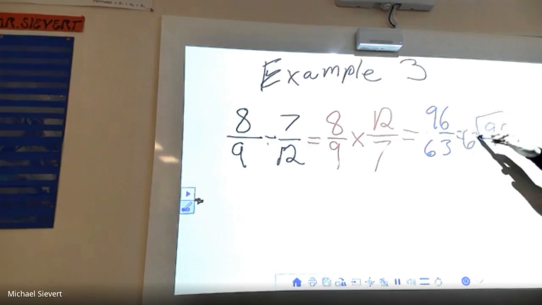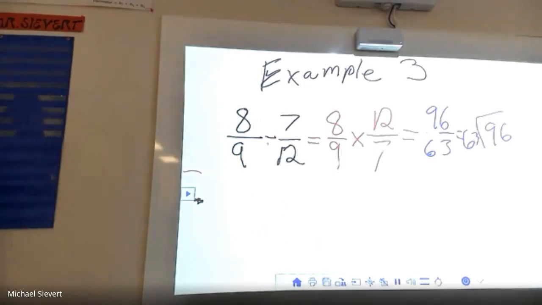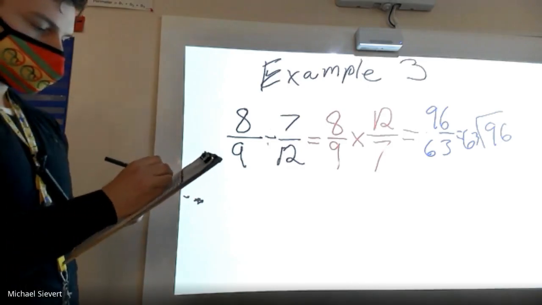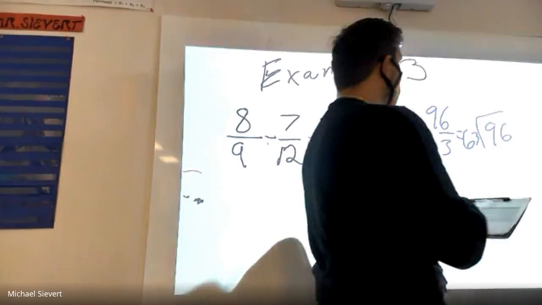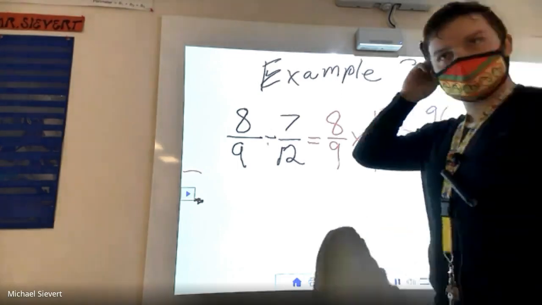Right, you're going to rewrite it as 96 divided by 63. How many groups of 63 are in 96? Braylon, how many groups? 1. Yeah, there's going to be 1 group. You take 63 minus that. Cherish, what's 96 minus 63?